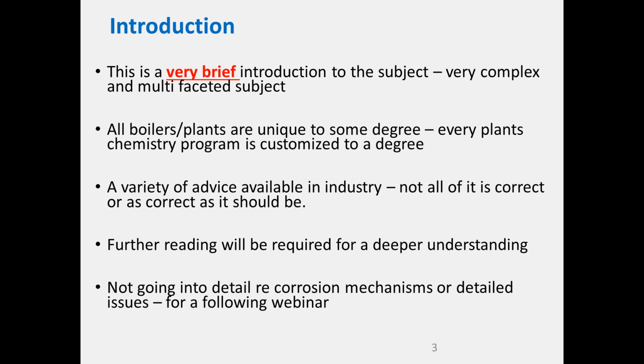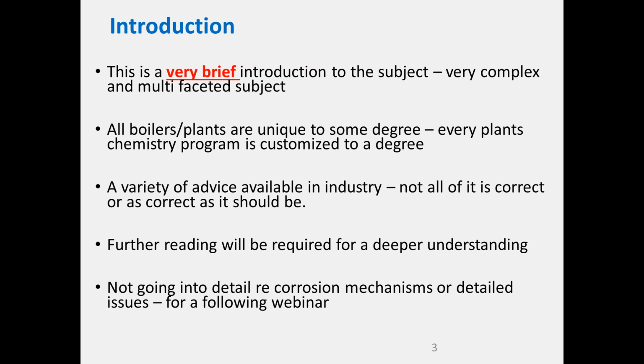This is a very brief introduction to the subject, and it is very complex and multifaceted. Every plant is unique to some degree, and every plant's chemistry program is customizable to a degree. It might be that you run all the time, it might be that you run once a week, it might be that you have to produce steam that has a certain chemistry because you're contacting food or you're going through a certain type of turbine. There's a variety of advice out there available in industry. Not all of it is as correct as it should be.